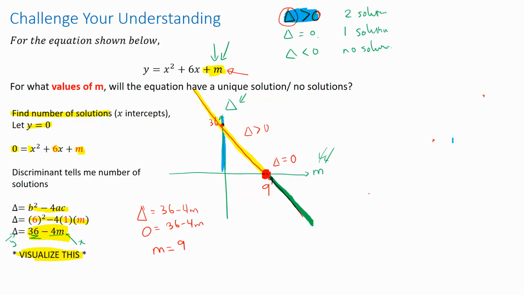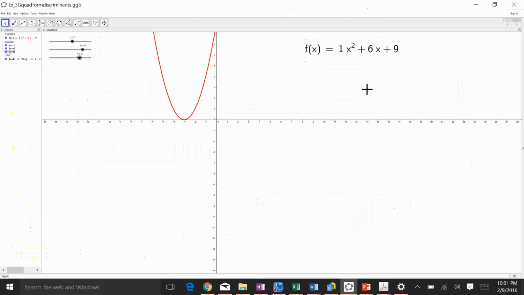See, remember here? We said right at 9, right at the m-intercept. That's what we solved here. So when m equals 9, you get a discriminant equal to 0. We said discriminant equal to 0 is 1 solution. And that's exactly what I got. So let's say I chose any number greater than 9. As soon as I hit 9.25, there are no intercepts.